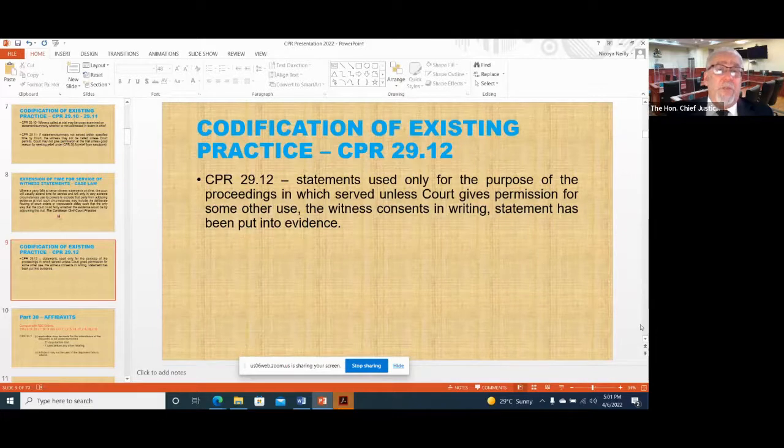The registry will simply open the envelope and then the witness statement will be available. So you talk about it between counsel. This goes back to the overriding objective. Remember what all of the presenters have been saying: cooperation between lawyers, overriding objective.